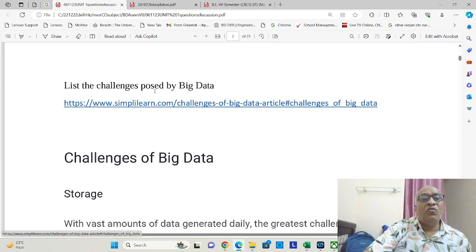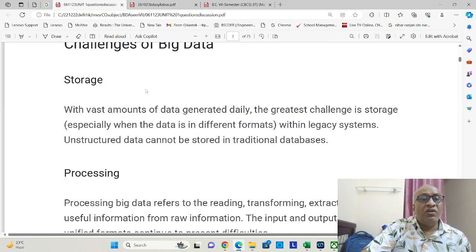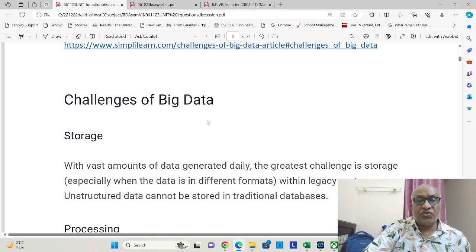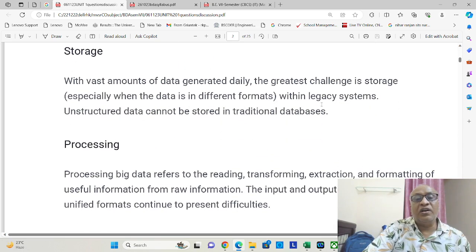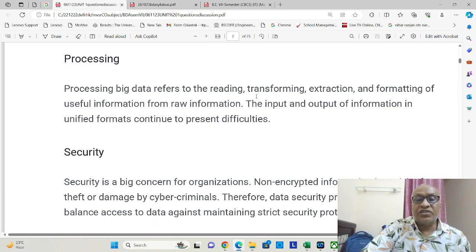First question is, what are the challenges posed by big data? And we have taken from different links. Here the link is Simplilearn. What challenges they have mentioned is storage, because the existing traditional systems for storage cannot be used to store this huge big data. Unstructured data like videos and JPEG and related files, I cannot store them in traditional databases. Processing, whether it is reading, extraction, formatting, it is a challenge.